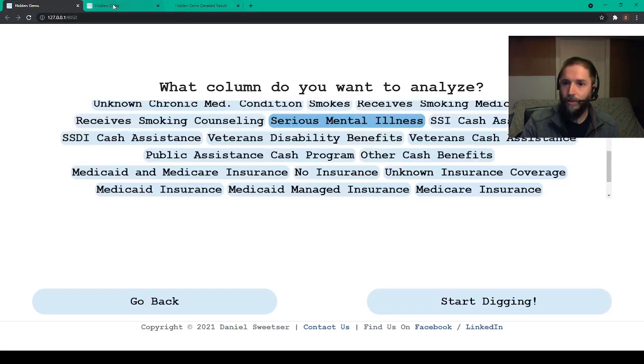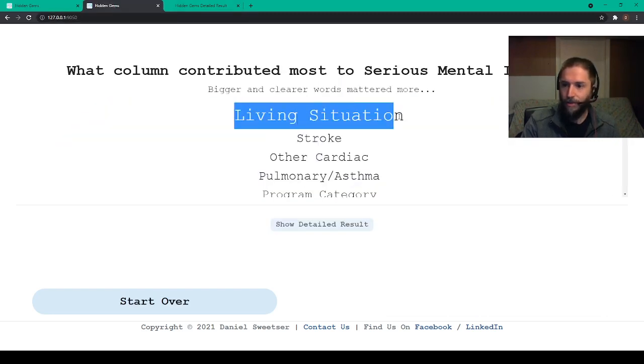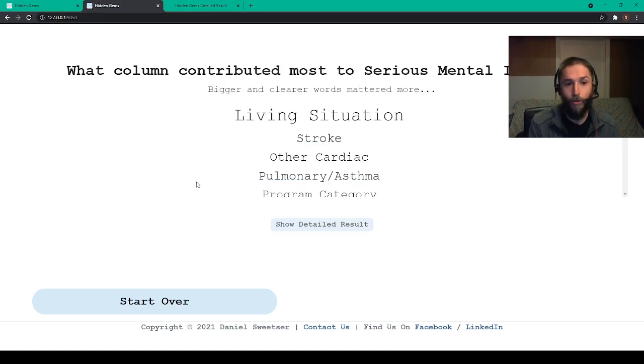And we found that in this particular case, the data indicates that the living situation is associated most with that value. Again, Hidden Gems is all about identifying relationships in your data. This is just one way that you can do it.